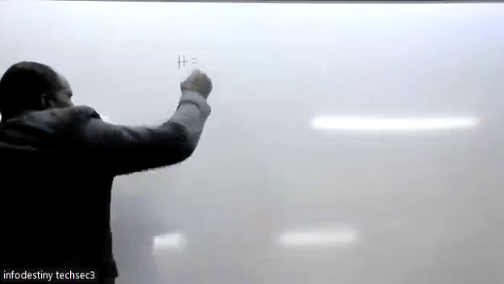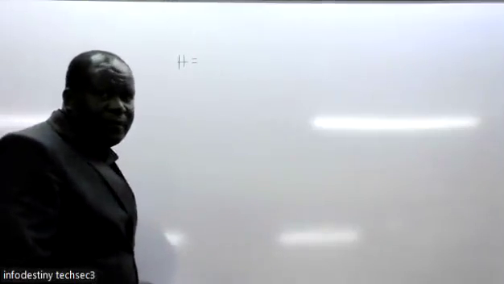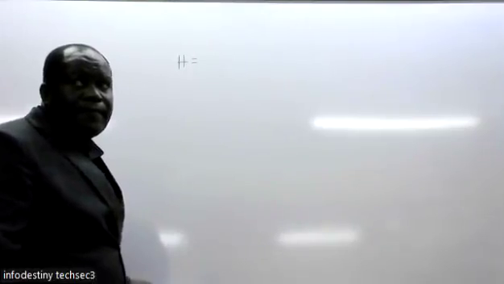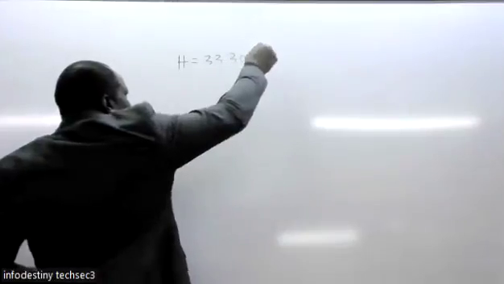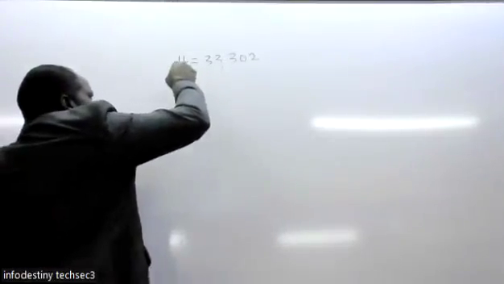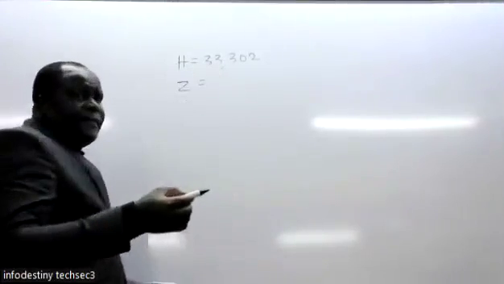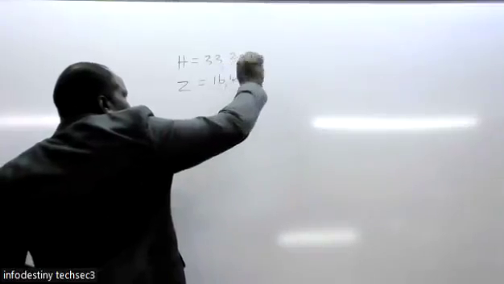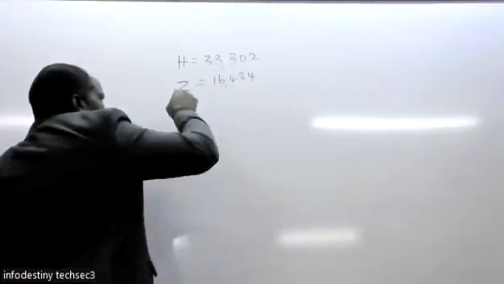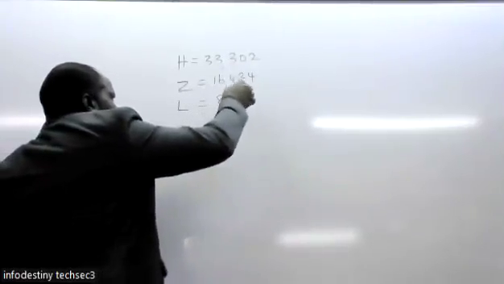The first one should be H. We identify H. H was how much for this question? 33,302. Then you remember Z. Z was how much? 16,434. Then we know L. L was given to us as 8,000.